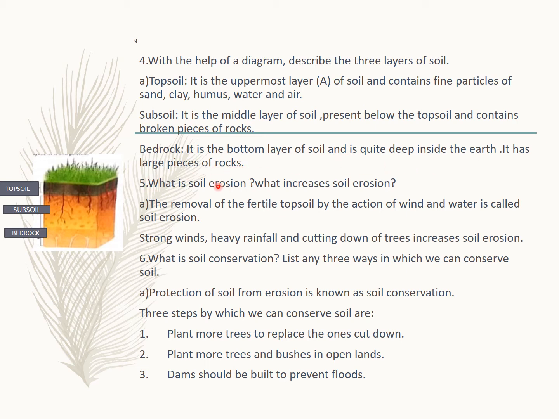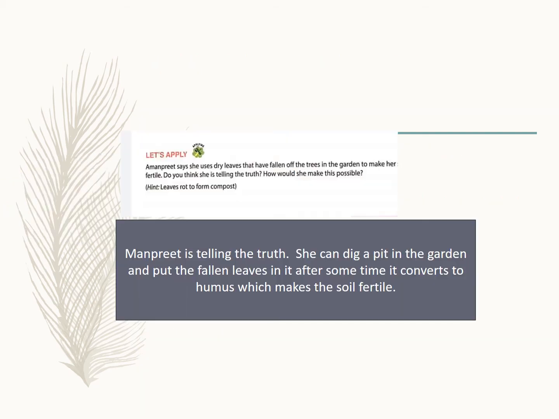What is soil erosion? What increases soil erosion? The removal of fertile topsoil by the action of wind and water is called soil erosion. Strong winds, heavy rainfall and cutting down of trees increase soil erosion. What is soil conservation? List any three ways in which we can conserve soil. Protection of soil from erosion is known as soil conservation. Three steps by which we can conserve soil are: plant more trees to replace the ones cut down, plant more trees and bushes in open lands, and dams should be built to prevent floods.